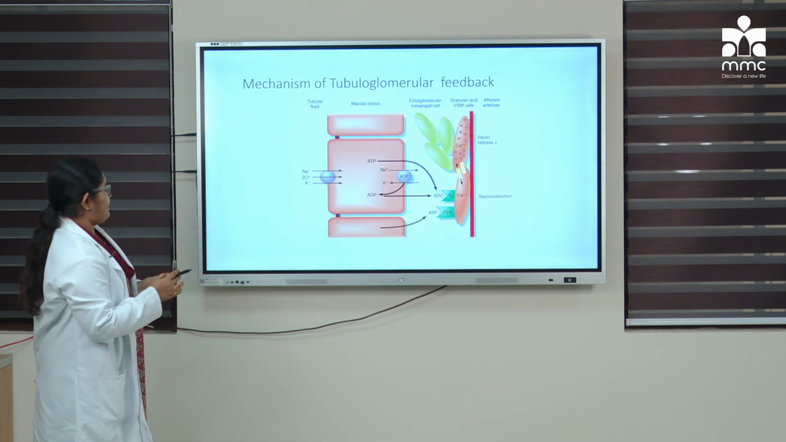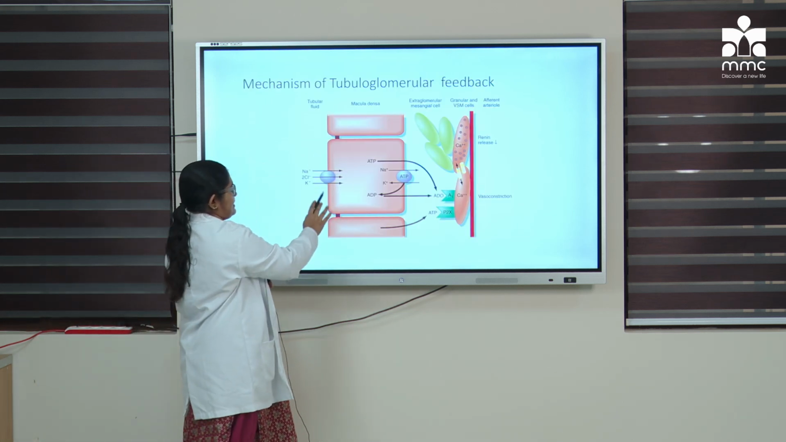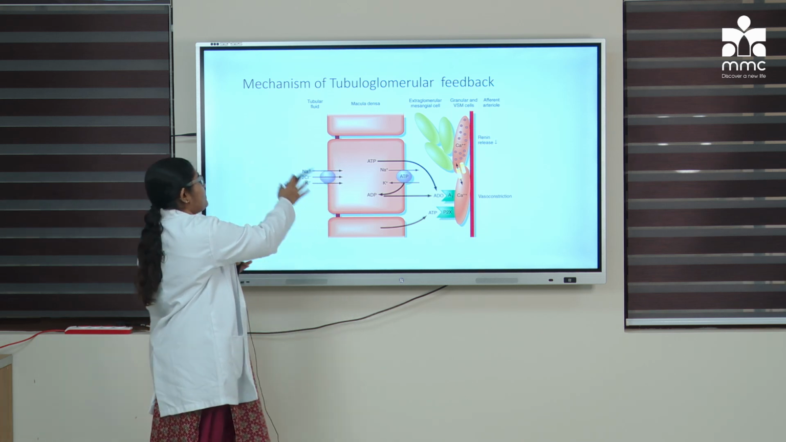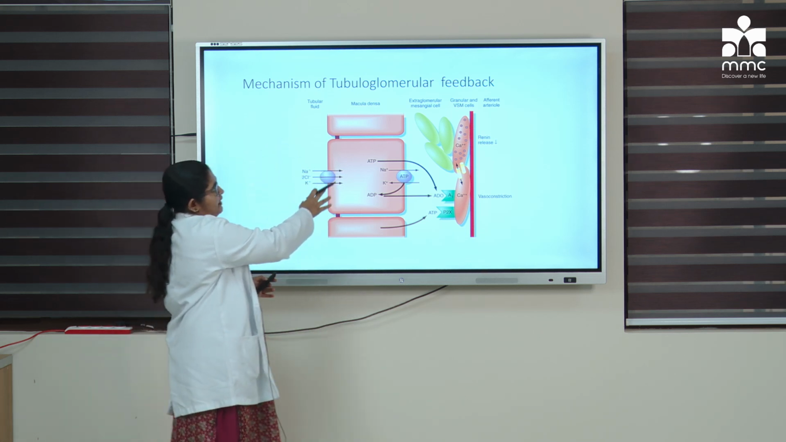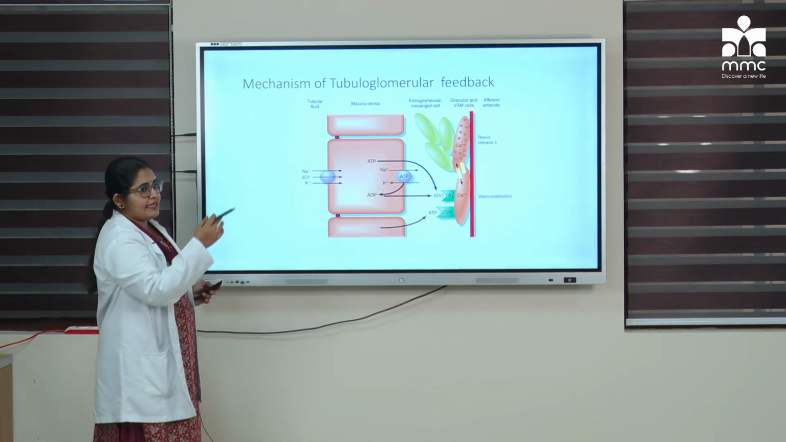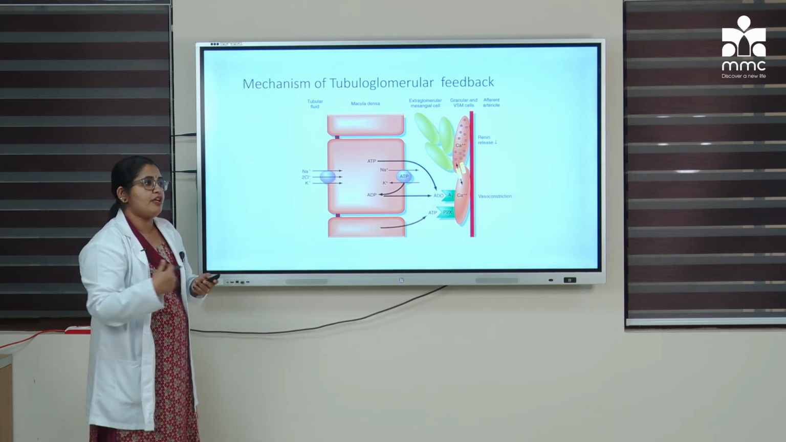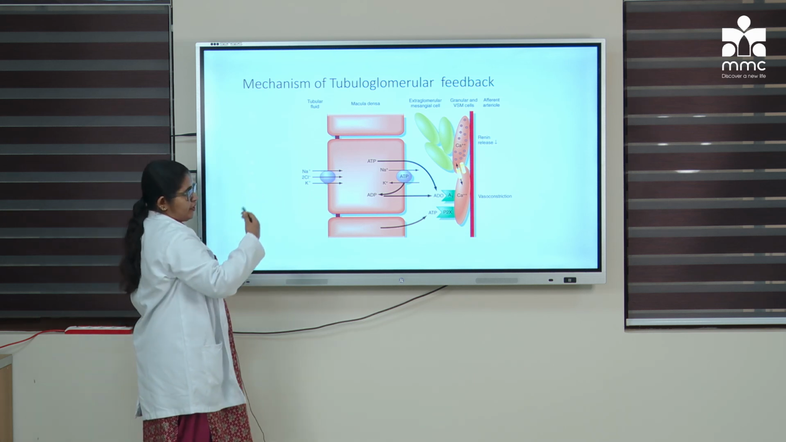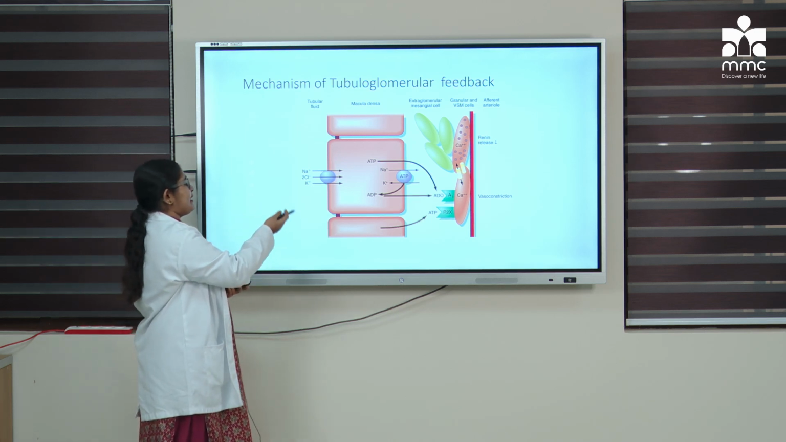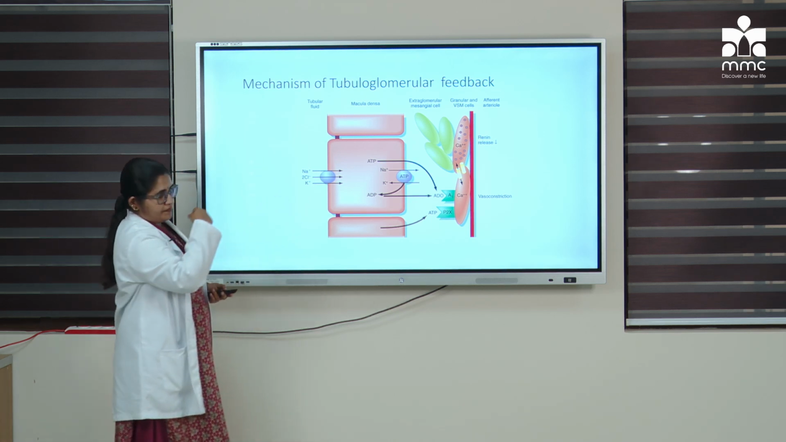So, what actually happens is, please take a look at this diagram. Here we can see the macula densa. This is the modification of the thick ascending limb of loop of Henle. Then this is the tubular lumen. Then we have the afferent arteriole here. If there is an increase in the GFR and renal blood flow, the tubular flow will also increase. In such a condition, there is an increase in the sodium and chloride concentration along the tubules.